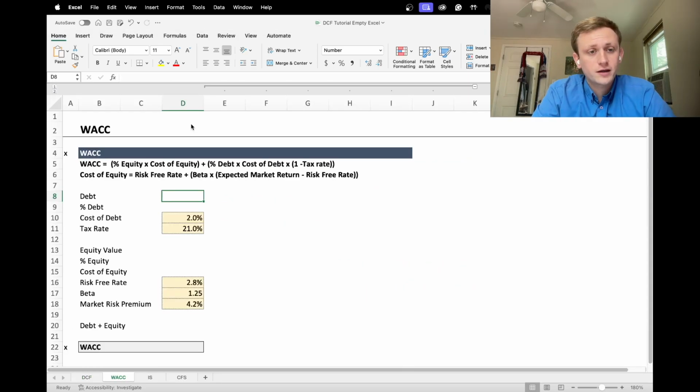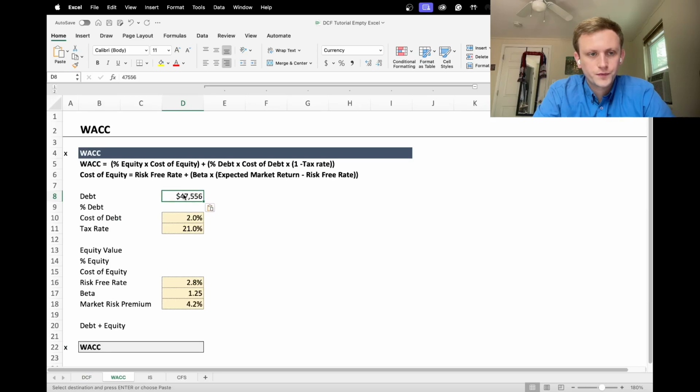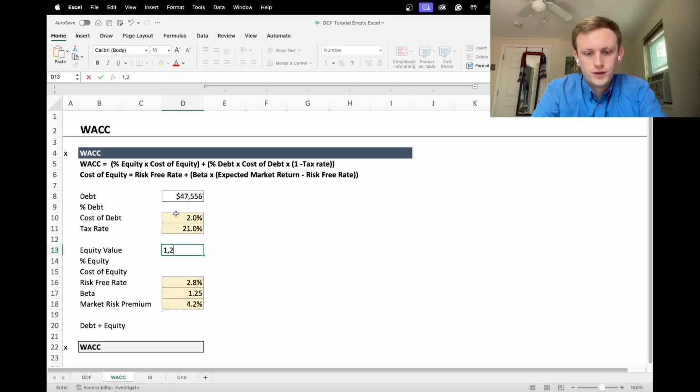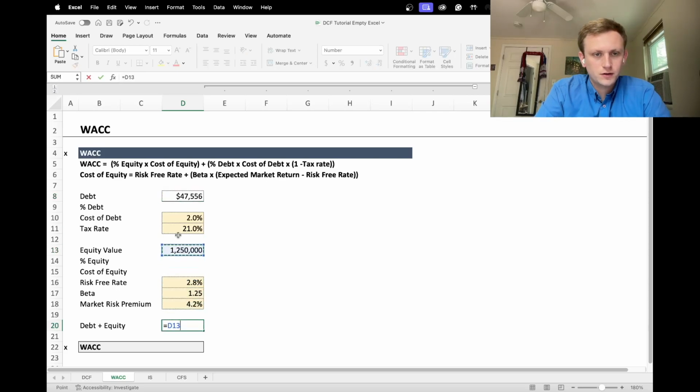Now let's calculate the WACC. So this is another tab in our Excel sheet, and we're going to start with getting the debt, which is in our previous Excel sheet. Then I'm going to get the equity value, which I looked up. It's like 1.25 trillion for Amazon, so I'm going to put that. I know this is 1.25 million, but this is in billions. Then debt plus equity is obviously debt plus equity.